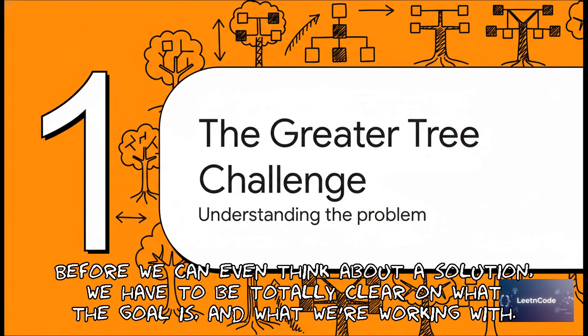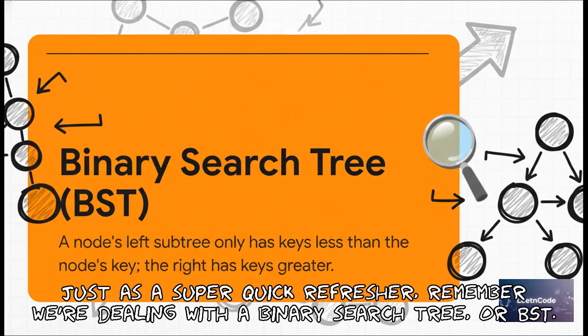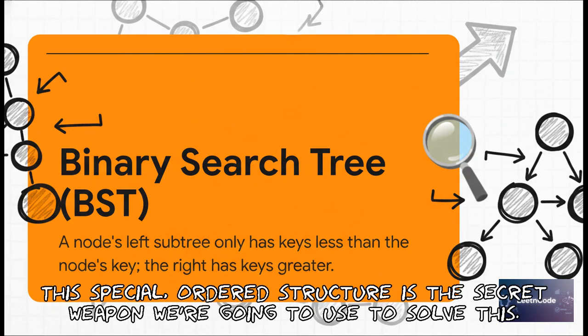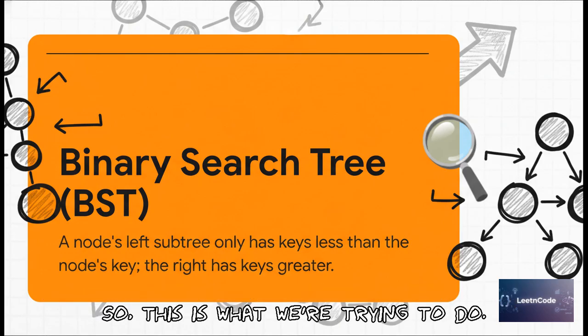Before we can even think about a solution, we have to be totally clear on what the goal is and what we're working with. Just as a super quick refresher, remember we're dealing with a binary search tree, or BST. For any node you pick, everything to its left is smaller and everything to its right is larger. This special ordered structure is the secret weapon we're going to use to solve this.